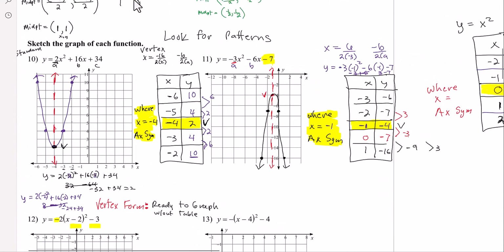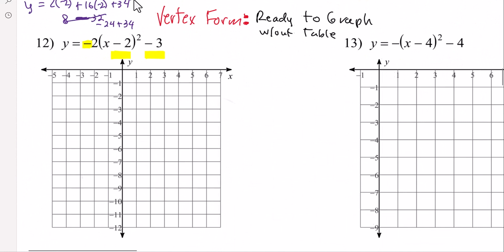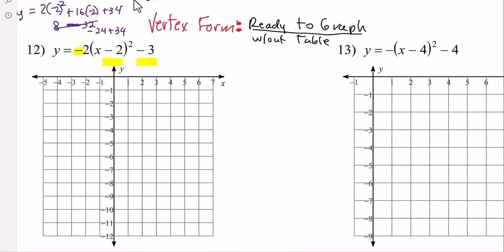Okay, that is when it is in standard form. Vertex form, you're completely ready to graph without a table. Just use the information. So you can go ahead and say vertex. So look at, this is vertex form. So you take the opposite. So x is equal to positive 2. So where x is equal to 2, that will be the axis of symmetry. So go ahead and sketch in the axis of symmetry.